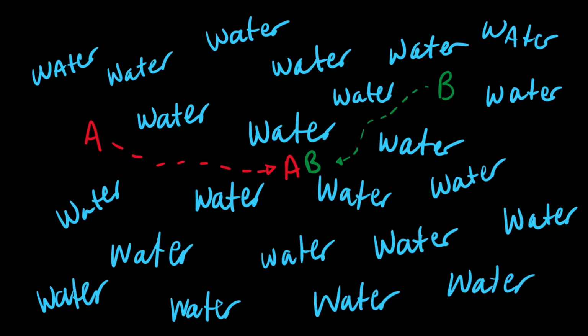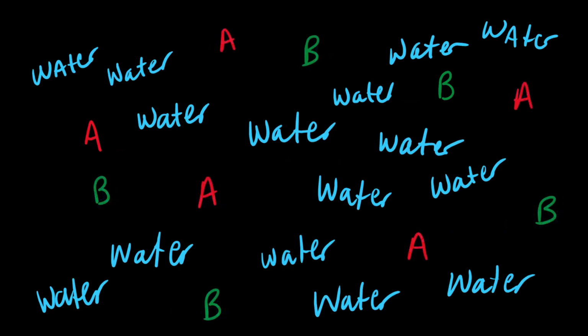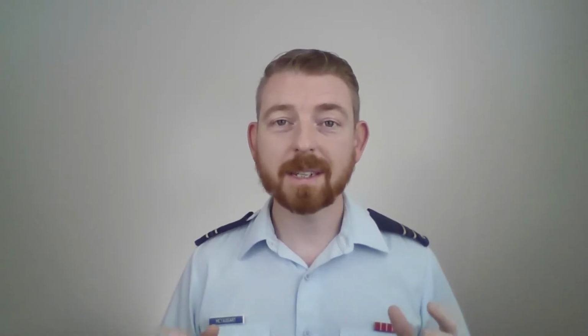Now imagine if we had the same size crowd overall, but it contained a lot more A's and B's. Now you would have a much easier time finding a B. In other words, the rate of A plus B into AB is faster if the concentration of A and the concentration of B are higher. This intuition can be translated into a mathematical formula by saying that the rate is directly proportional to the concentration of reactants A and B.